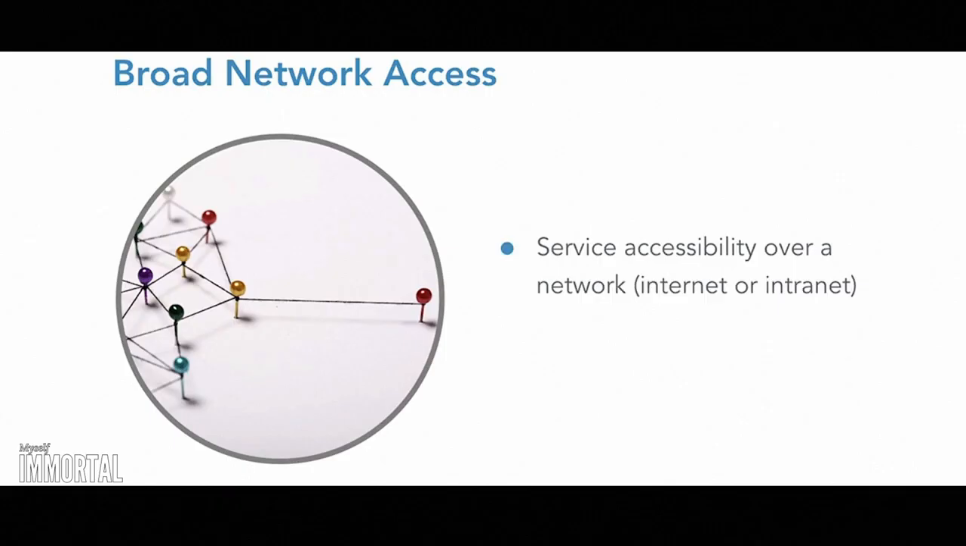What this means is that cloud services are accessible over a network. Now, the internet would apply when you're talking about a public cloud provider and their services. The intranet, so a local private network to an organization, would apply when you're talking about this in the context of a private cloud. With broad network access, we're also implying that access to cloud services is possible from any type of device, whether it's a desktop, laptop, tablet, smartphone, or even some kind of a specialized device, perhaps medical equipment.